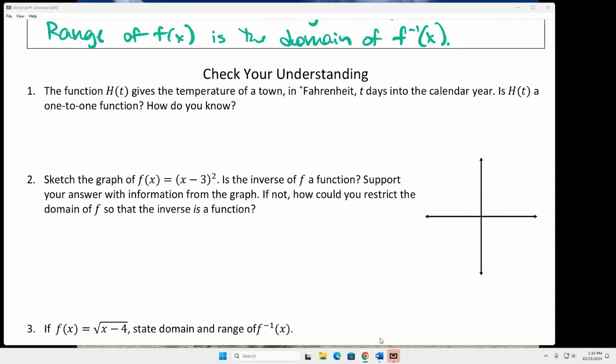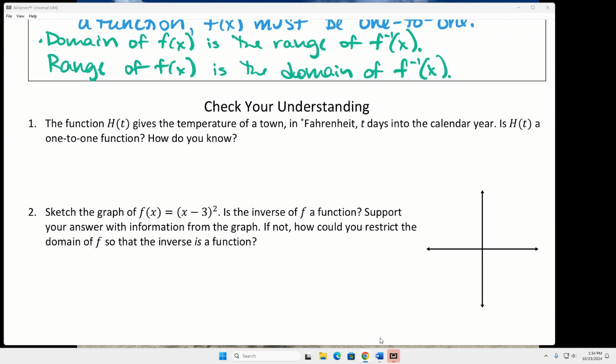So for number 1, the function h of t gives the temperature of a town in Fahrenheit t days into the calendar year. Is h of t a 1 to 1 function, and how do you know? So for it to be 1 to 1, there has to be one temperature for each day, but there also has to be only one day that has each of those temperatures. Is that going to happen? Is there only going to be one day that's 80 degrees? No. So we're going to say no, it's not 1 to 1. Multiple days can have the same temperature.